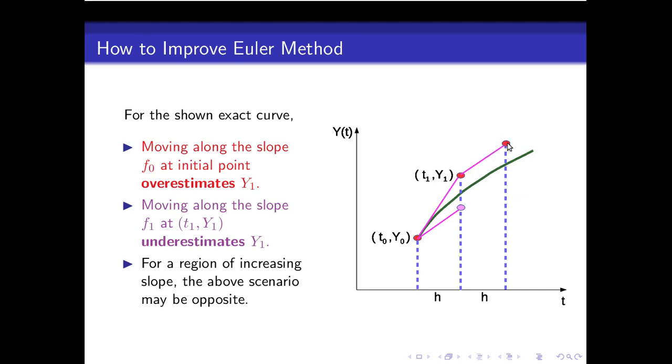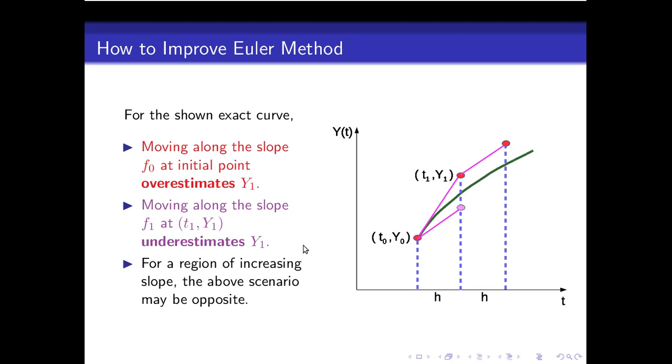So if we moved along a line parallel to this, starting here, we started here but moved forward parallel to this line. This would give another estimation of y1, which is clearly less than the exact value. So if we move along the slope at the initial point, this overestimates y1. If we move along the slope at the end point, this underestimates y1.